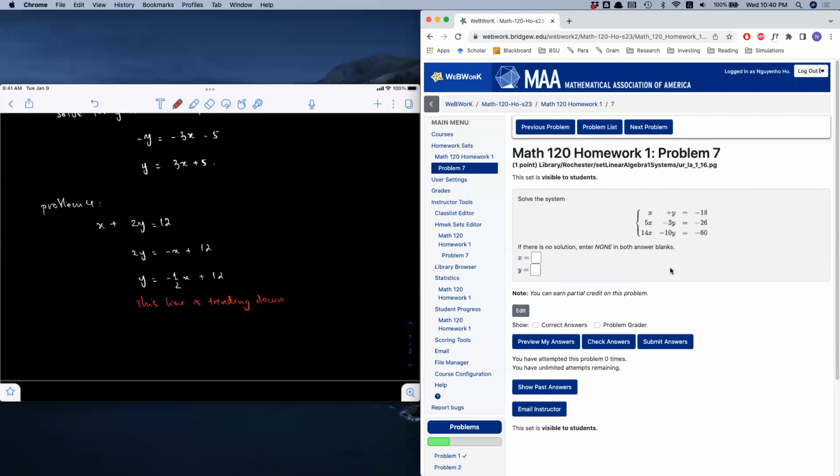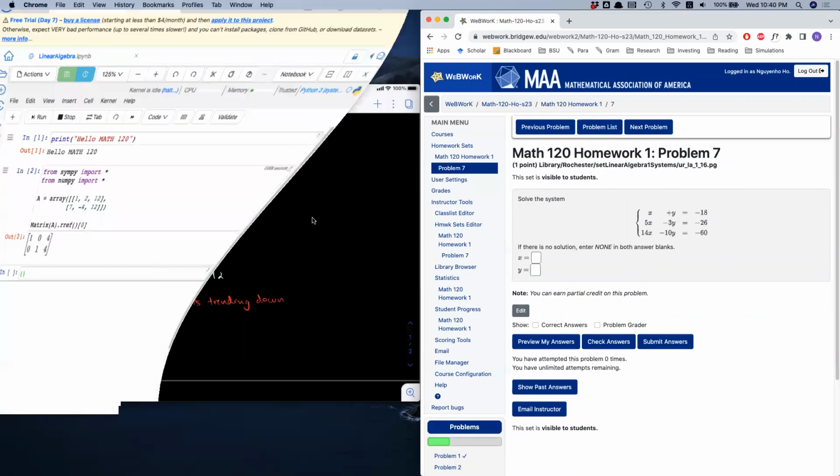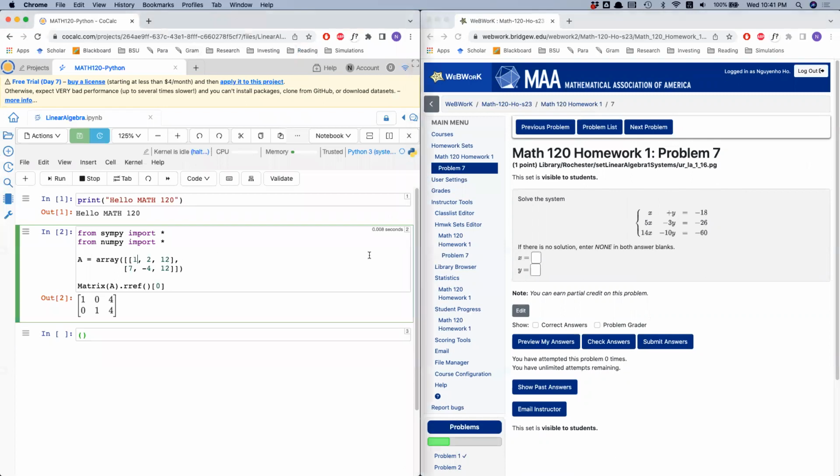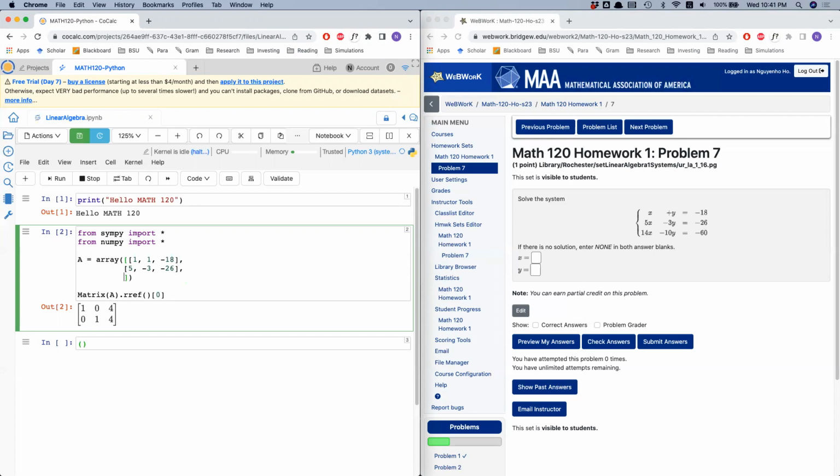Now problem 7. You have a system of 3 linear equations, so let's input this into the code. I'm going to modify the code as follows. 3 equations means you have 3 rows. The first row is 1, 1, -18. The second row is 5, -3, and -26. And the last row represents the last equation in the system.